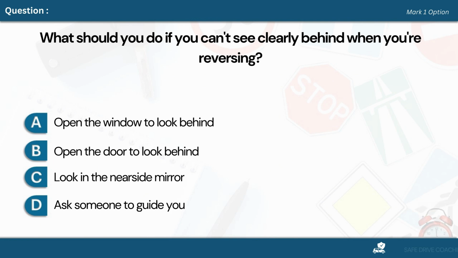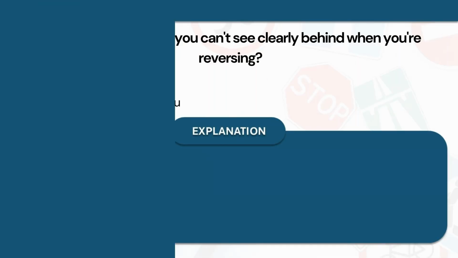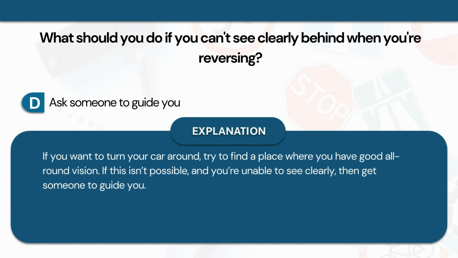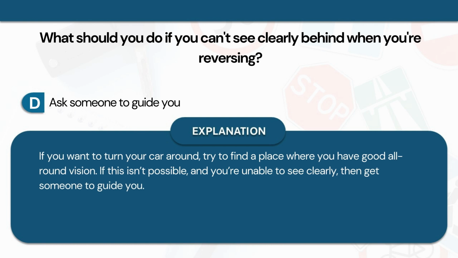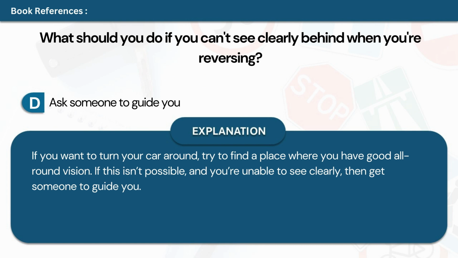The correct answer is D. Ask someone to guide you. If you want to turn your car around, try to find a place where you have good all-round vision. If this isn't possible and you're unable to see clearly, then get someone to guide you.